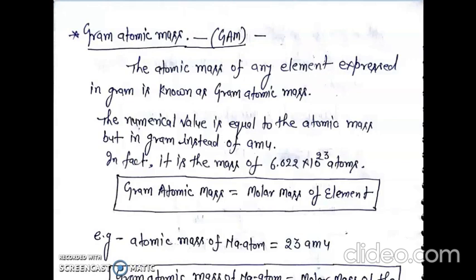The numerical value, that is 23, is the same, but the unit has changed. In fact, it is the mass of 6.022 into 10 to power 23 atoms. It means that the gram atomic mass is equal to the molar mass of the element. Molar mass of the element means the mass of total atoms present in 1 mole.